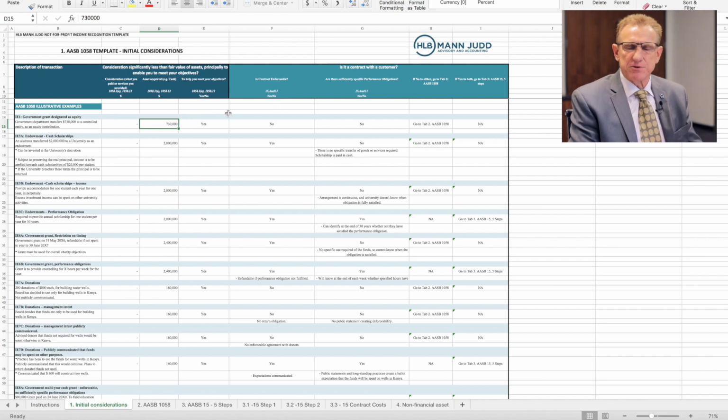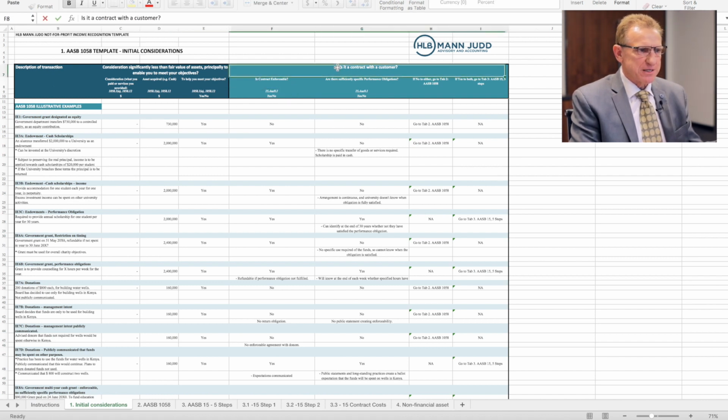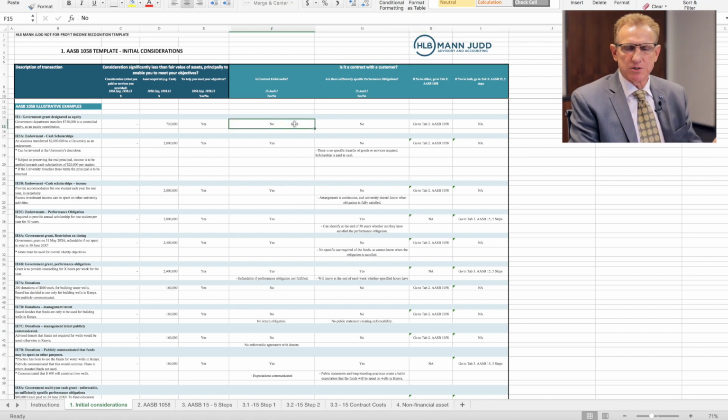Once we've worked out that yes, 1058 might apply, we then go across to the right here to the section, is it a contract with a customer? Two conditions there, is the contract enforceable, and are there sufficiently specific performance objectives in the contract? Is a contract enforceable is a judgment call. There are a number of conditions to help you with that in the standard, such things as do you have to pay the money back if you don't do what you said you would do, or could the person sue you and ask for repayment of their money?